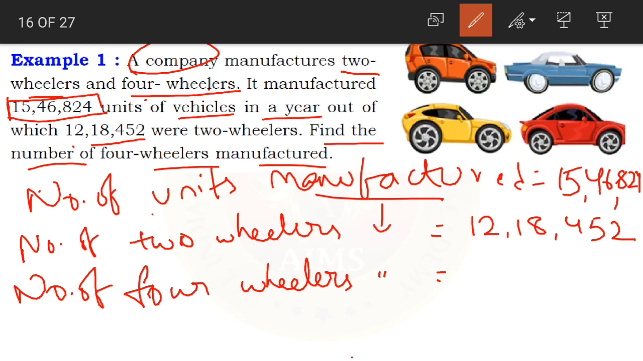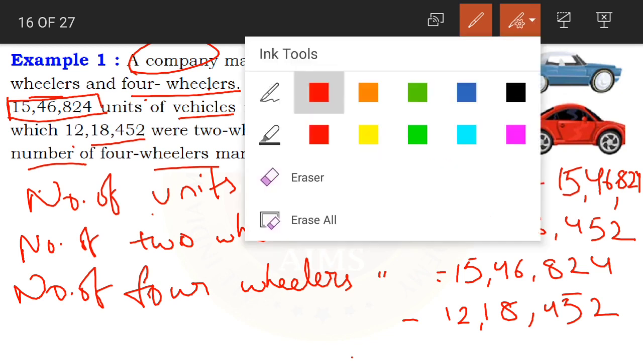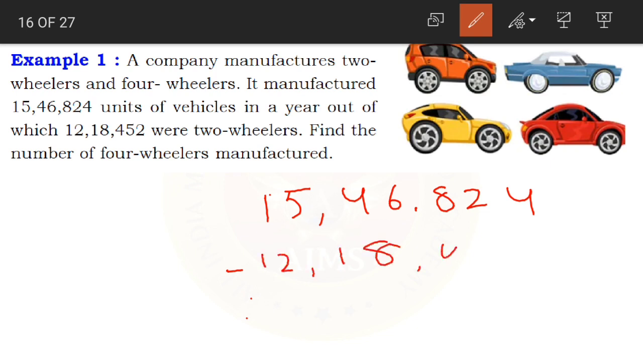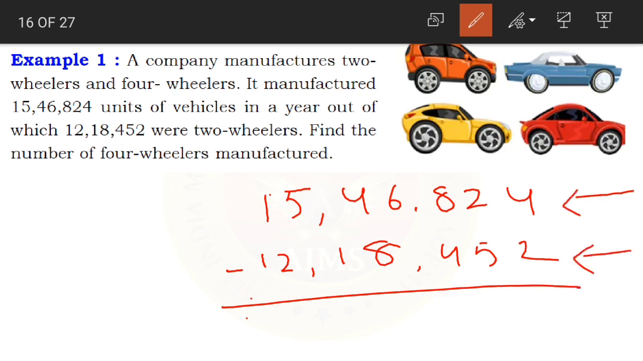So let us subtract. What should we subtract? 15,46,824 minus 12,18,452. Yes, let us subtract now. What will be our first step in subtracting, children? Write both the numbers one below the other in the same place values. Yes, and the bigger number is to be written first and the smaller number is to be written second. Now where do we start subtracting from? From the ones place.